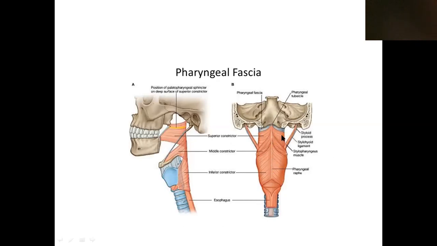See all these constrictor muscles. This is the superior constrictor. Then here comes the middle, then the inferior. All these constrictor muscles insert into this raphe. See, approximately here comes the raphe.